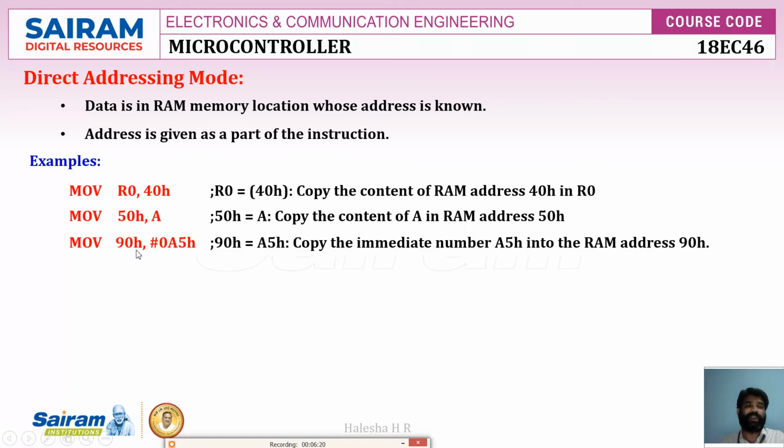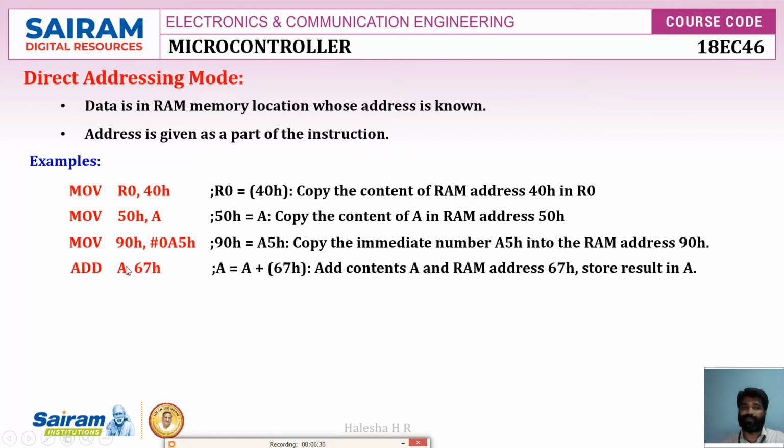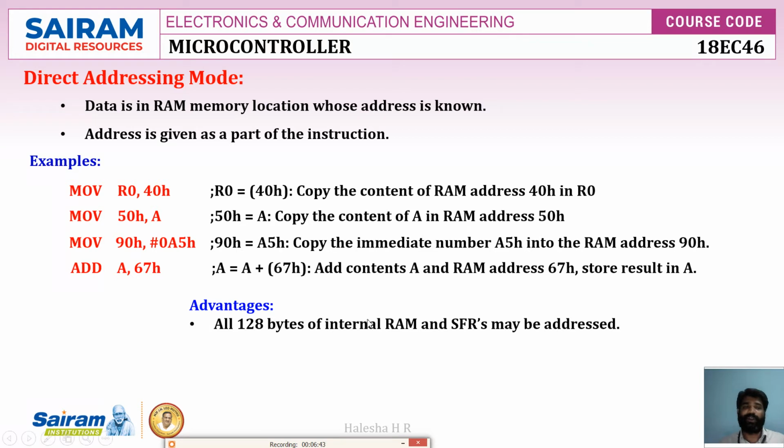And MOV 90h, #A5h. This is a number because it is preceded with a hash symbol. So, this number is copied to the location 90h. And it can be used with the addition instruction also. Content of the location 67h is added to the content of A and the result will be stored in A. Advantage is all 128 bytes of internal RAM can be accessed, and the address is 1 byte long.